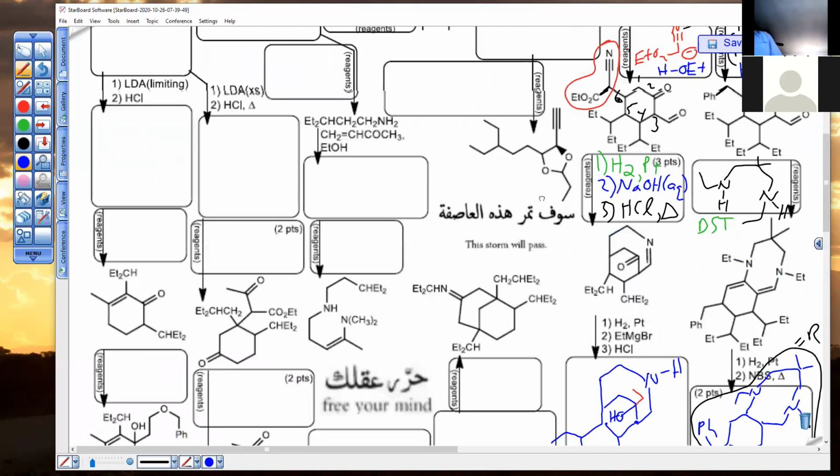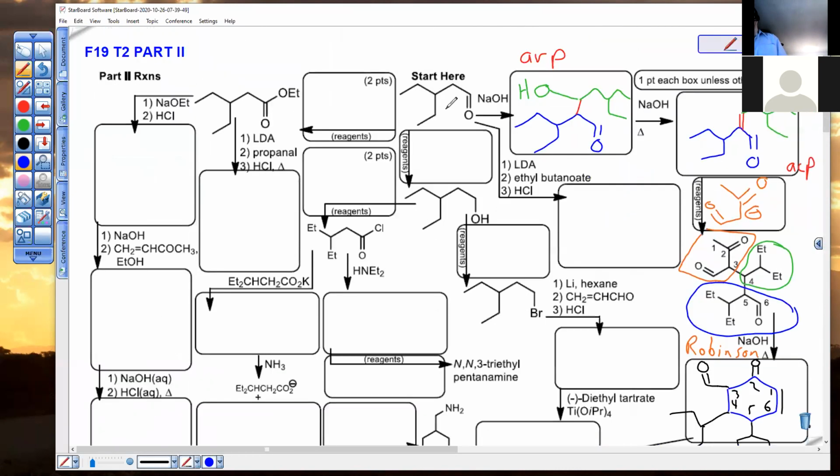And let's explore the top of the roadmap here. Since we're on the right here, LDA, ethyl butanoate. Ethyl attached to butanoate, 1, 2, 3, 4. That's that one right there.